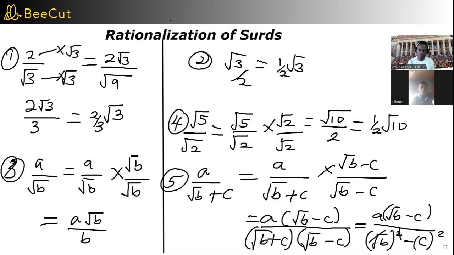Okay. So the next example that I want to do is 1 over root 2 minus 1. 1 over root 2 minus 1. So let me put up the next example, which is going to be number 6.